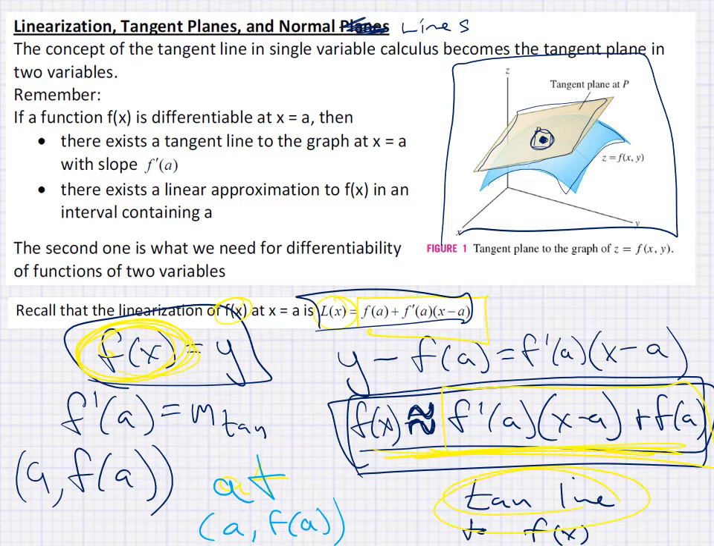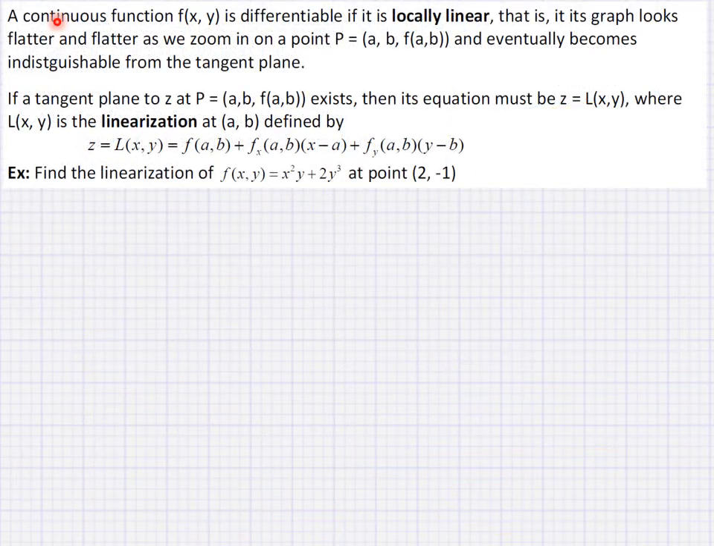And so we use that same idea to do the linearization for a multivariable function in Calc 3. So here, a continuous function f of x, y is differentiable if it is locally linear. That is, if the graph looks flatter and flatter as we zoom in at one point. So this point (a, b, f of a, b) eventually becomes indistinguishable from the tangent plane. That's what we just talked about. When you zoom in, you can't see a difference. So, if a tangent plane to z at the point (a, b, f of a, b) exists, then its equation must be the linearization of z.